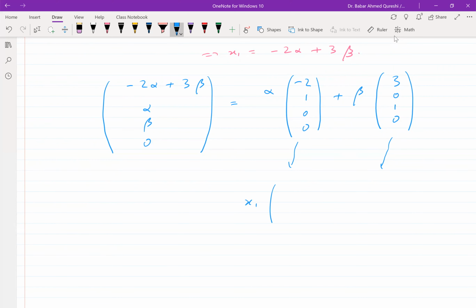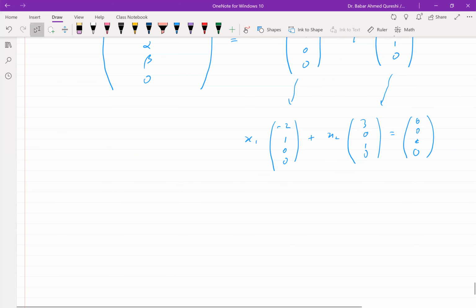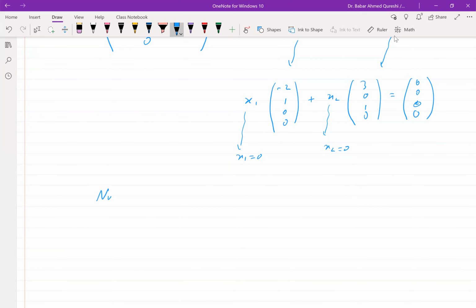So this subspace is spanned by these two vectors, and I can already tell you that they are linearly independent. Because if I check, in the third place, I won't be able to make a 0 because there's a 0 in the first vector, but a 1 in the second vector. I won't be able to make a 0 over here unless I put x2 equal to 0. And in the second place, I won't be able to make a 0 unless I put x1 equal to 0. So they are linearly independent. So this is a basis for this null space, and the null space is two-dimensional.